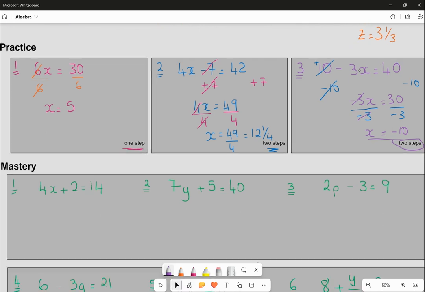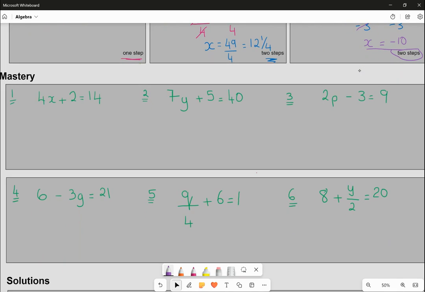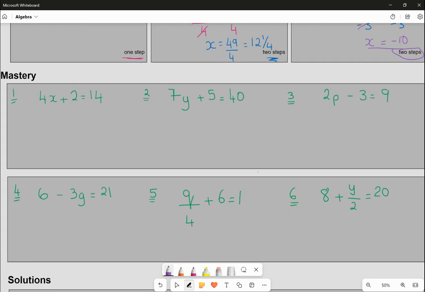Okay, keeping those in mind, please have a look at the mastery questions, have a go at those, and then when you're ready, have a look at the solutions at the bottom.